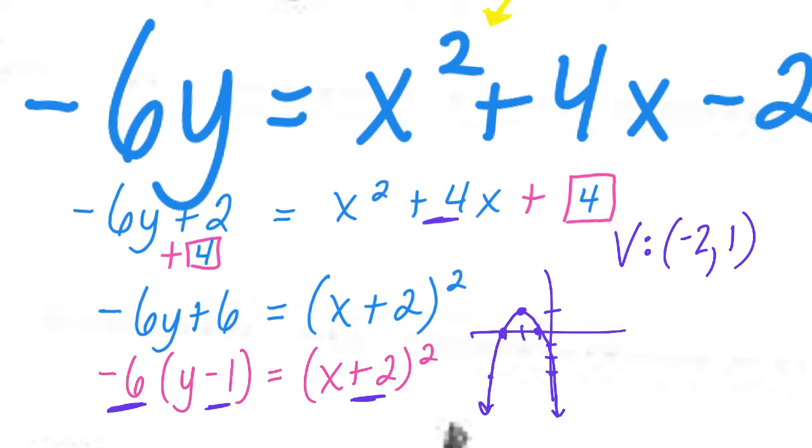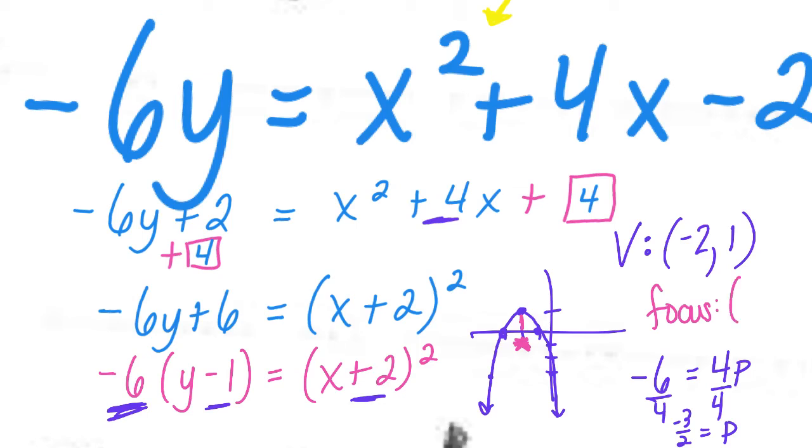So this negative 6 right here, if negative 6 is equal to 4p, when I divide each side by 4, isn't p equal to negative 3/2? Well, remember negative 3/2 is negative 1.5, so I know that I'm going to put my little focus right there, but I actually have to name the point. The focus point is at negative 2. This was up at 1, and I went down 1/2, so it's negative 2 and negative 1/2.